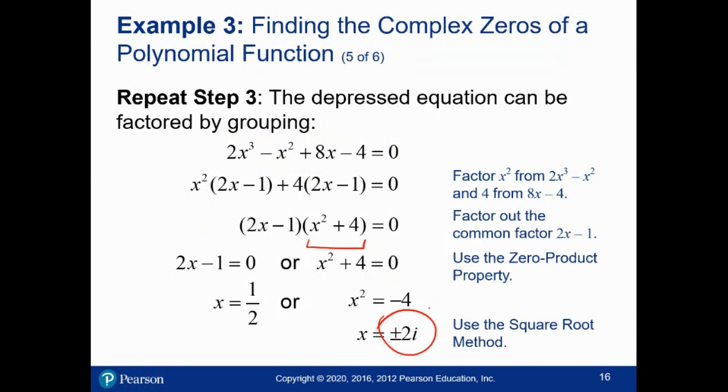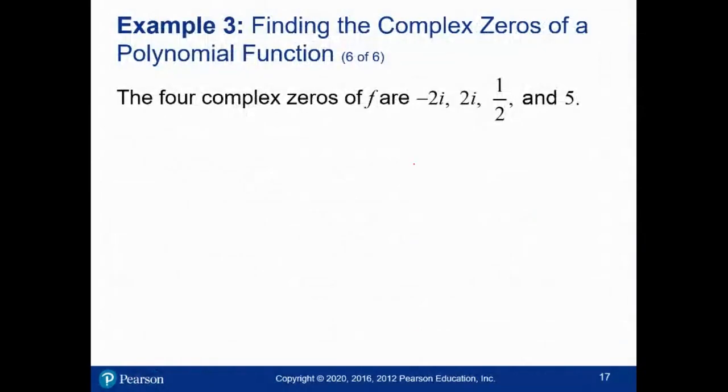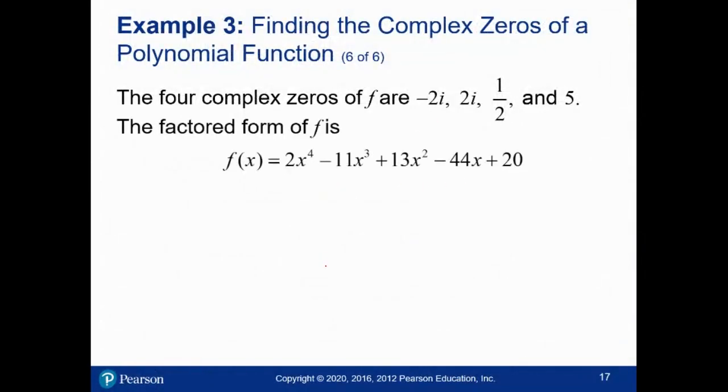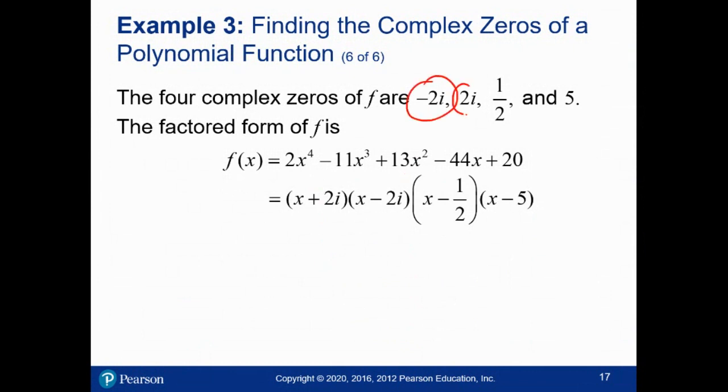If x squared is minus 4 and I just take the square root, I know root 4 is 2 and root -1 is i. And I still have the plus or minus because you do that when you take a square root of both sides. So here are our roots: 5, 1/2, plus 2i, and minus 2i. Which means the factors are x plus 2i corresponding to this root, x minus 2i corresponding to this, x minus 1/2, and x minus 5.